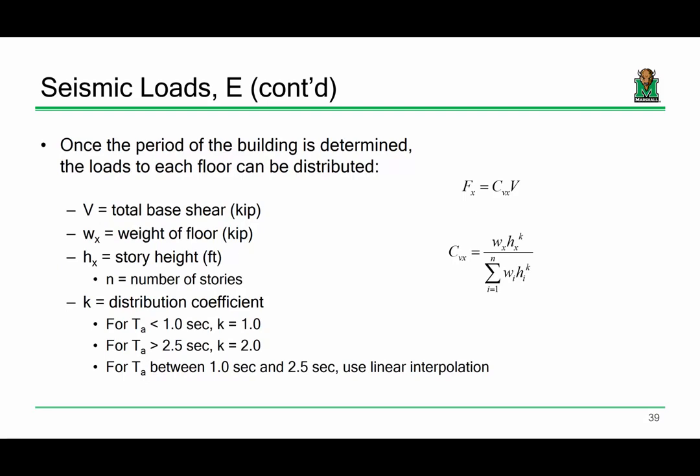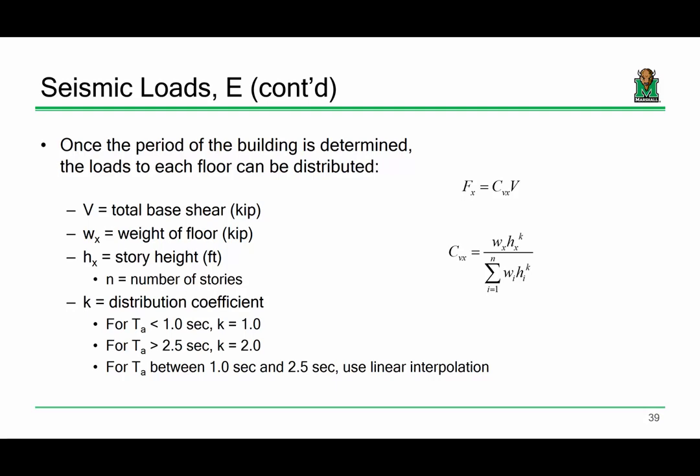Once we determine the number of G's, however, the actual distribution of forces to each story is pretty straightforward. There's a pretty straightforward plug and chug expression. It is a function of a couple of things, though. We need not only the height of each story, but we need the weight of each story. We need to know how heavy a given floor is.